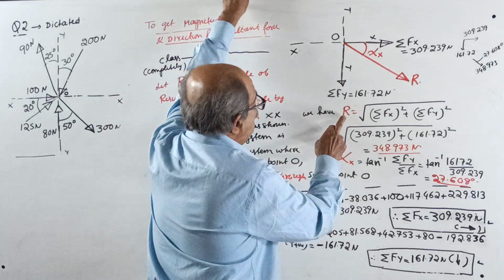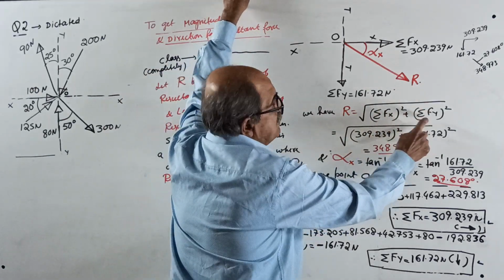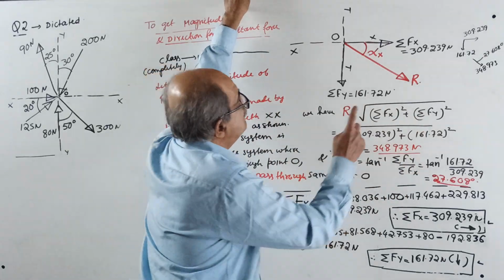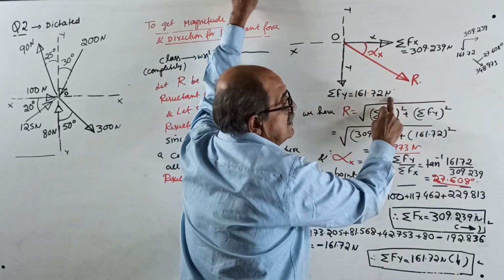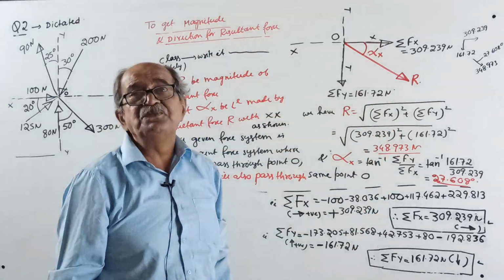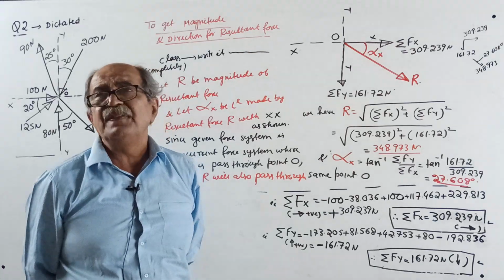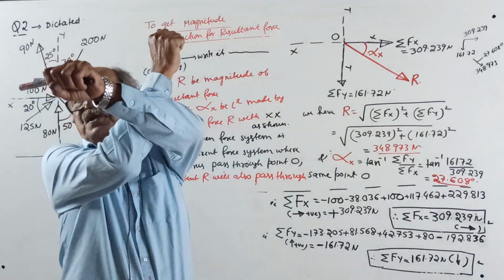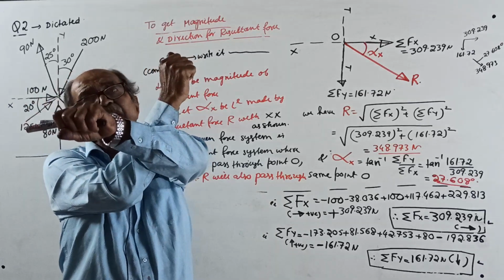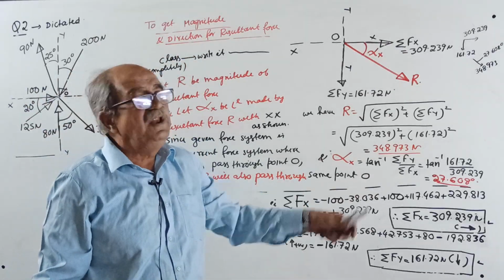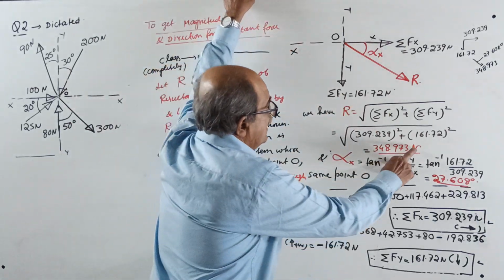Now we have R equal to the root of sigma Fx squared plus sigma Fy squared: 309.239 squared plus 161.72 squared. Someone will ask, sir, are there some more terms, like plus 2 P1 P2 cos theta? No, it is not there, because when we resolve into two mutually perpendicular axes, theta becomes 90 degrees. Therefore only Pythagoras theorem, Fx squared plus Fy squared. Substitute, you get the answer.